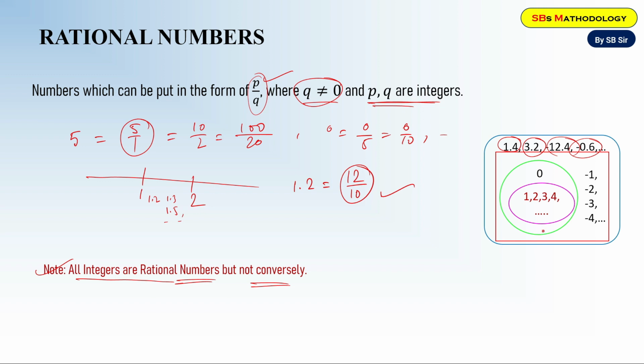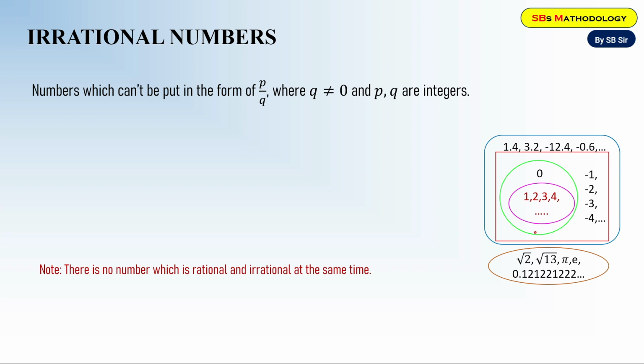Now if I talk about irrational numbers, what kind of numbers are irrational numbers? The numbers that cannot be put in the form p by q, which is exactly the opposite definition of the rational number. A rational number says that the numbers that can be put in the form p by q are called rational numbers. Now if we cannot put the numbers in the form p by q, this will not give us a rational number. Now what kind of numbers cannot be put in the form p by q? Because we have already understood that decimals can be put in the form p by q. So what kind of numbers are we left with?